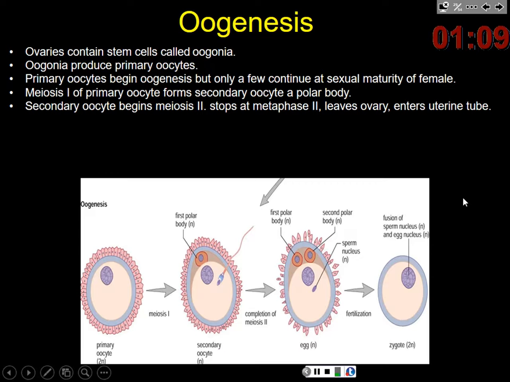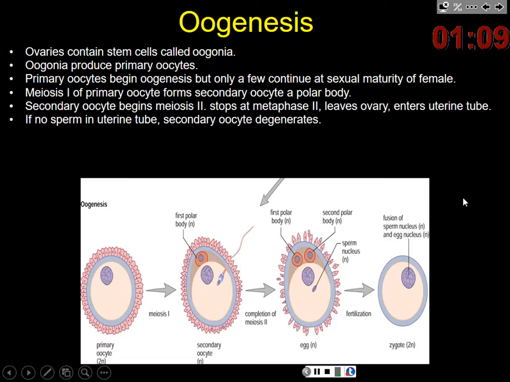Now, what happens to this secondary oocyte? The fate of that cell depends on whether there's sperm present. If there is no sperm present, that secondary oocyte disintegrates. And then menstruation would occur and everything would start over.